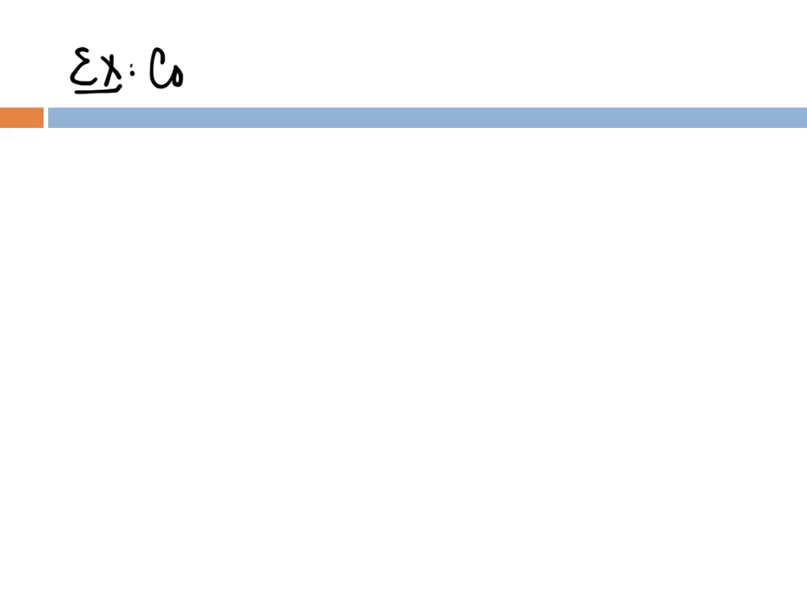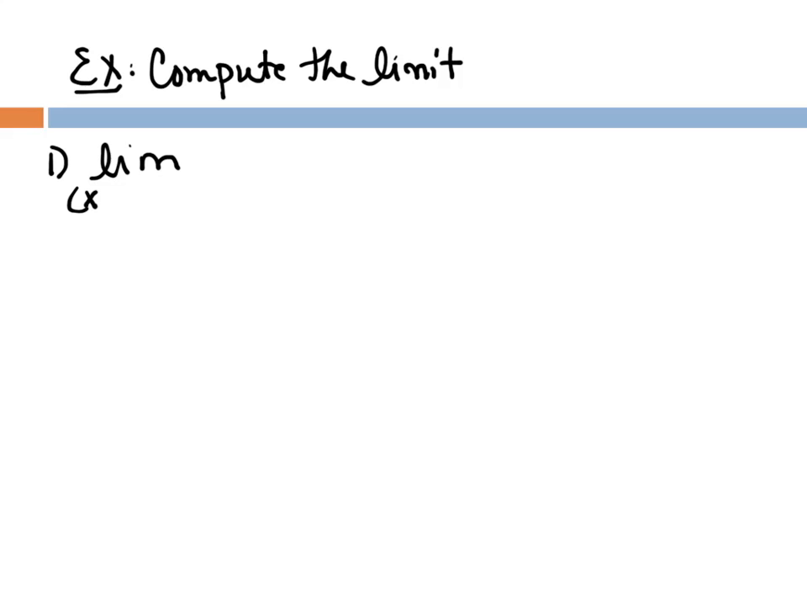We're going to compute the limit of a nice function, okay? So we've got the limit as x, y approaches 1, 3 of the function x squared y over 4x squared minus y.